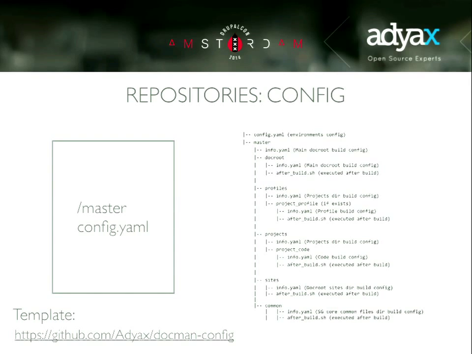What we are doing is that before Docman can build anything, you should use your configuration files and put them in the proper places. It's all documented on the website. And this one is an example of what we are normally doing when we have a multi-site environment with two websites, common modules, common profiles, and some default modules that you want for everyone to use.